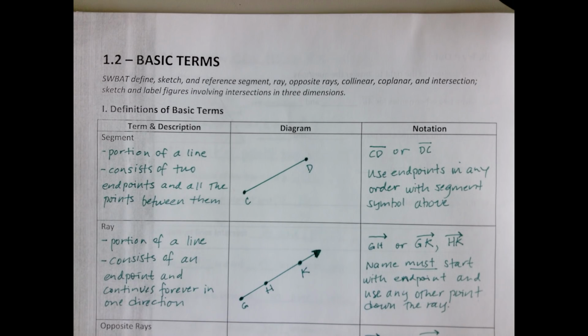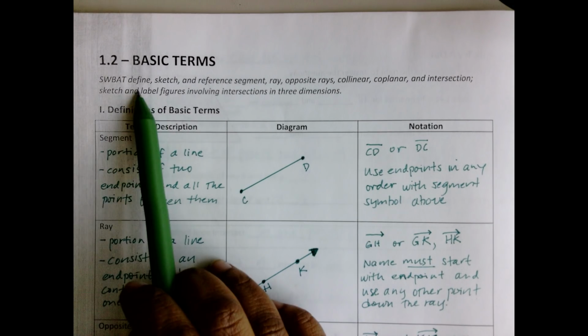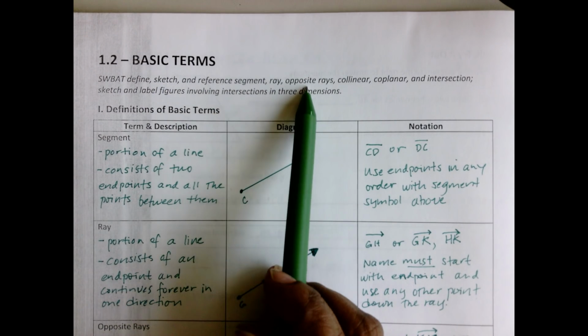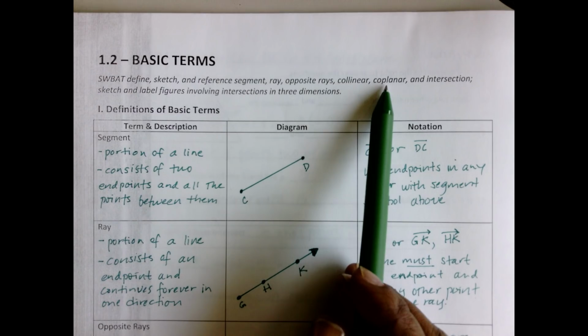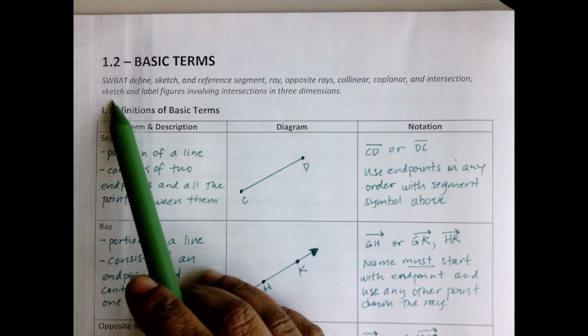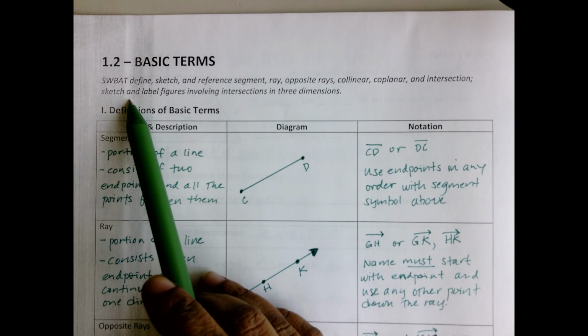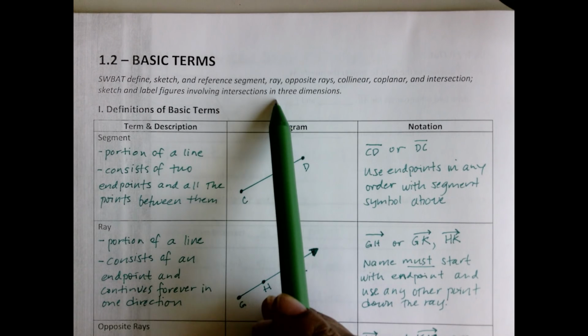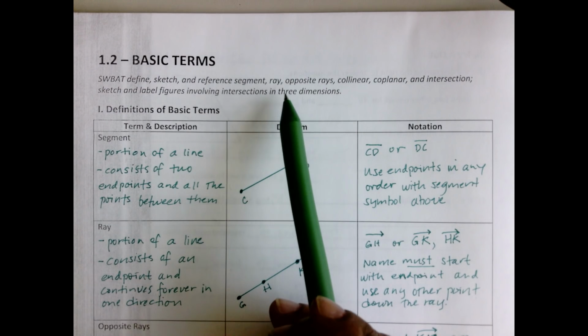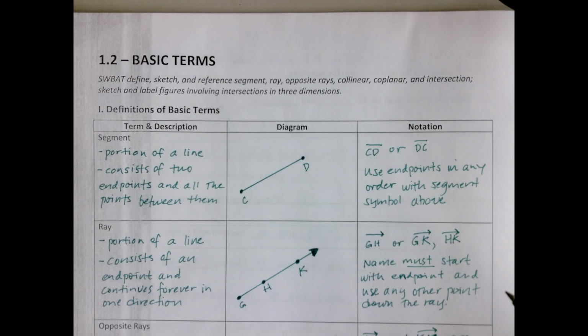In this lesson, you are going to be able to define, sketch, and reference segments, rays, opposite rays, what collinear means, coplanar, and intersections. And you're going to be able to sketch and label figures involving intersections in 3 dimensions. Let's get to it. All right, so for this section, you are just writing down notes, okay?